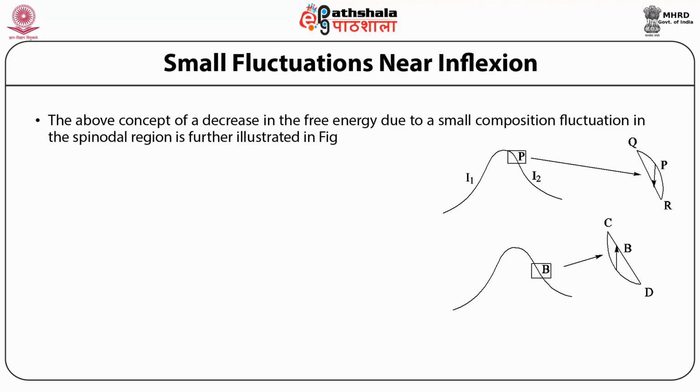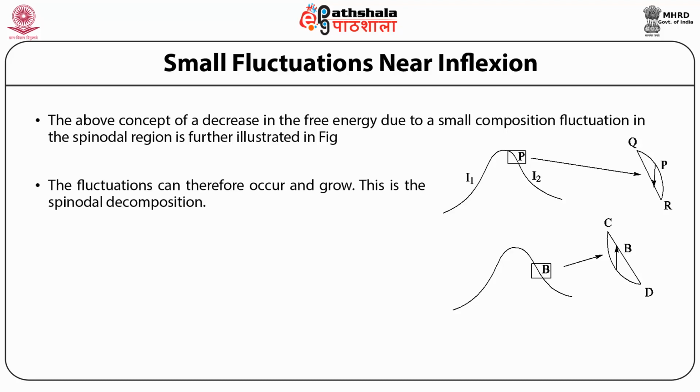The above concept of a decrease in the free energy due to a small composition fluctuation in the spinodal region is further illustrated in this figure. For an initial composition P, small fluctuation leads to compositions Q and R. The free energy change follows the arrow and decreases. The fluctuations can therefore occur and grow. This is the spinodal decomposition.